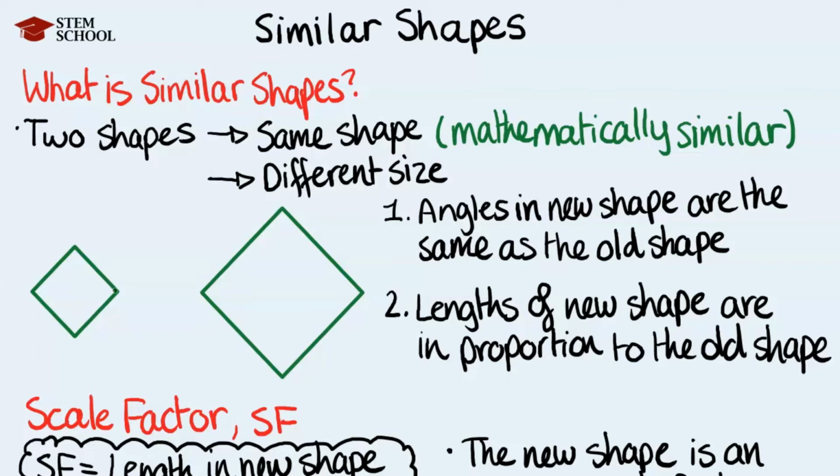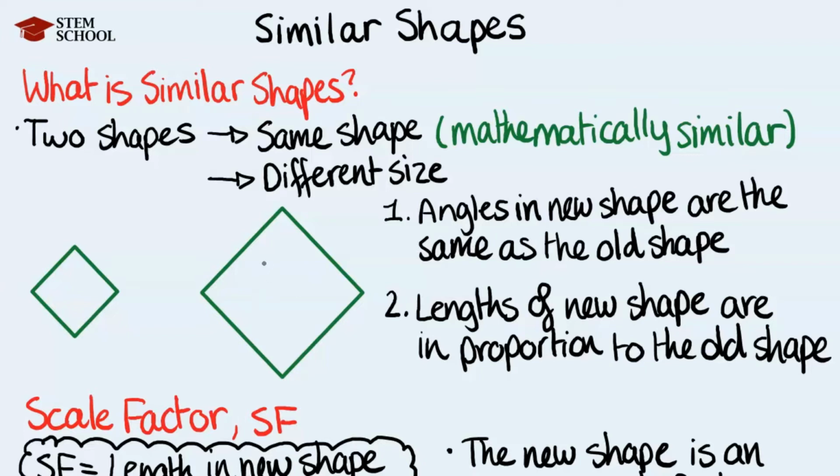So if you look here, what we have is a diamond. It's pretty small, but here on the right we have the same shape, but it's bigger. It's a bigger diamond. So what we say is that these shapes are mathematically similar. A top tip is that whenever you see the words mathematically similar in a question, then you know the question is about the similar shapes topic, okay?